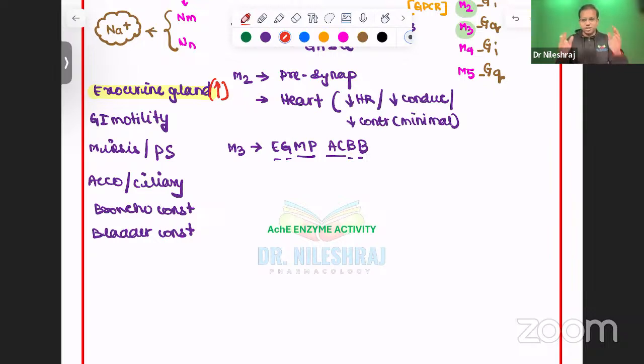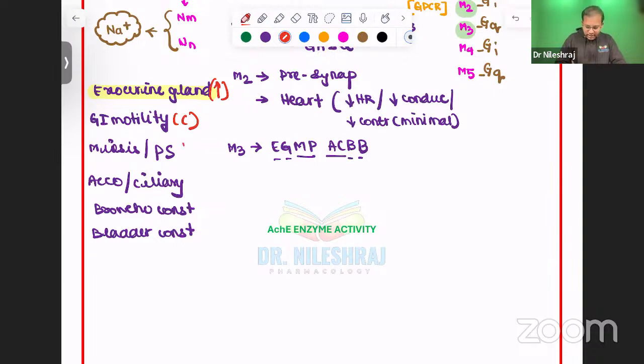GI motility, GI smooth muscles. What will happen when a Gq receptor is getting stimulated? Formula, don't worry, I'm just going to explain the formula. I told you the formula: Gq means smooth muscle contraction. I told you the second point, M3 receptor is a Gq coupled receptor. And I have told the location of it. It is there in GI smooth muscles. It will produce GI smooth muscle contraction. GI motility will be increased.